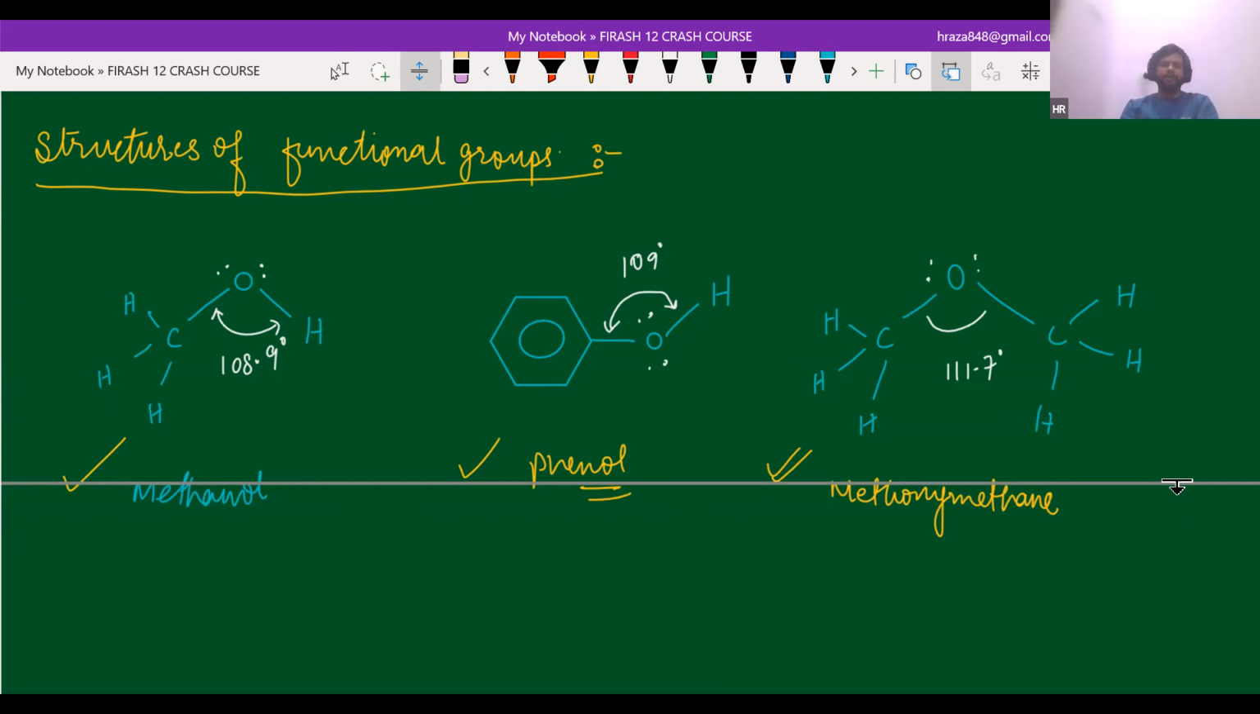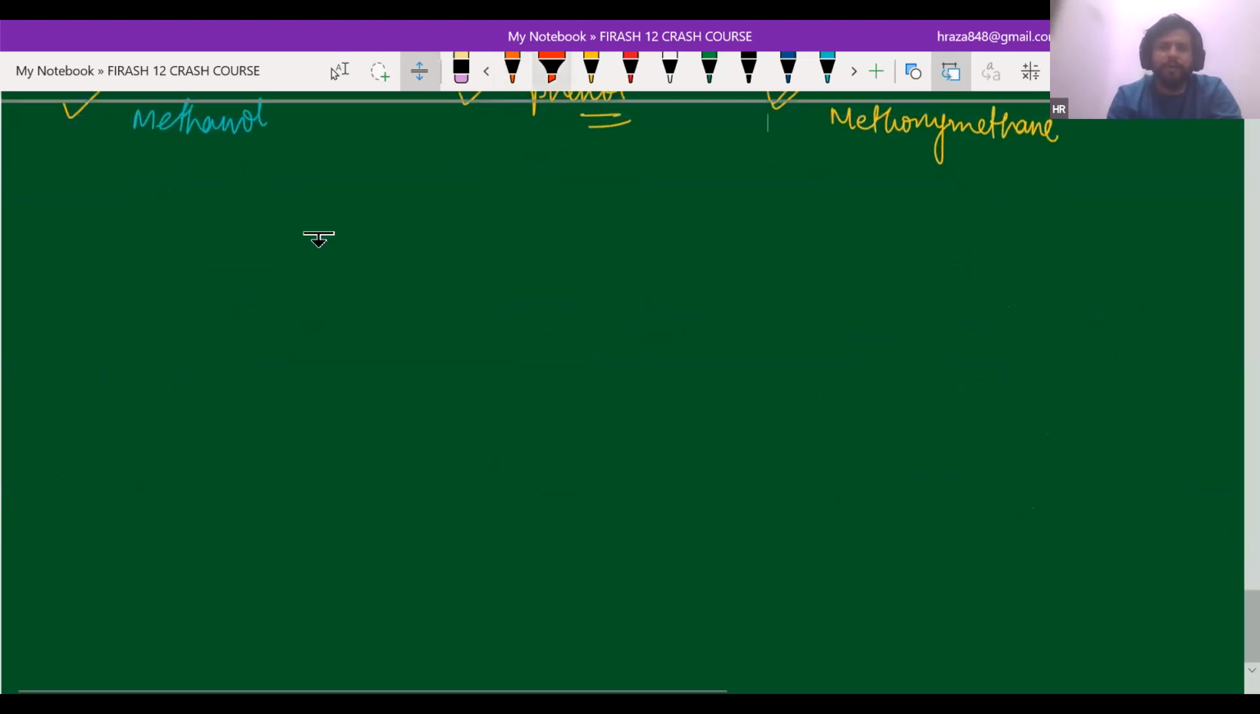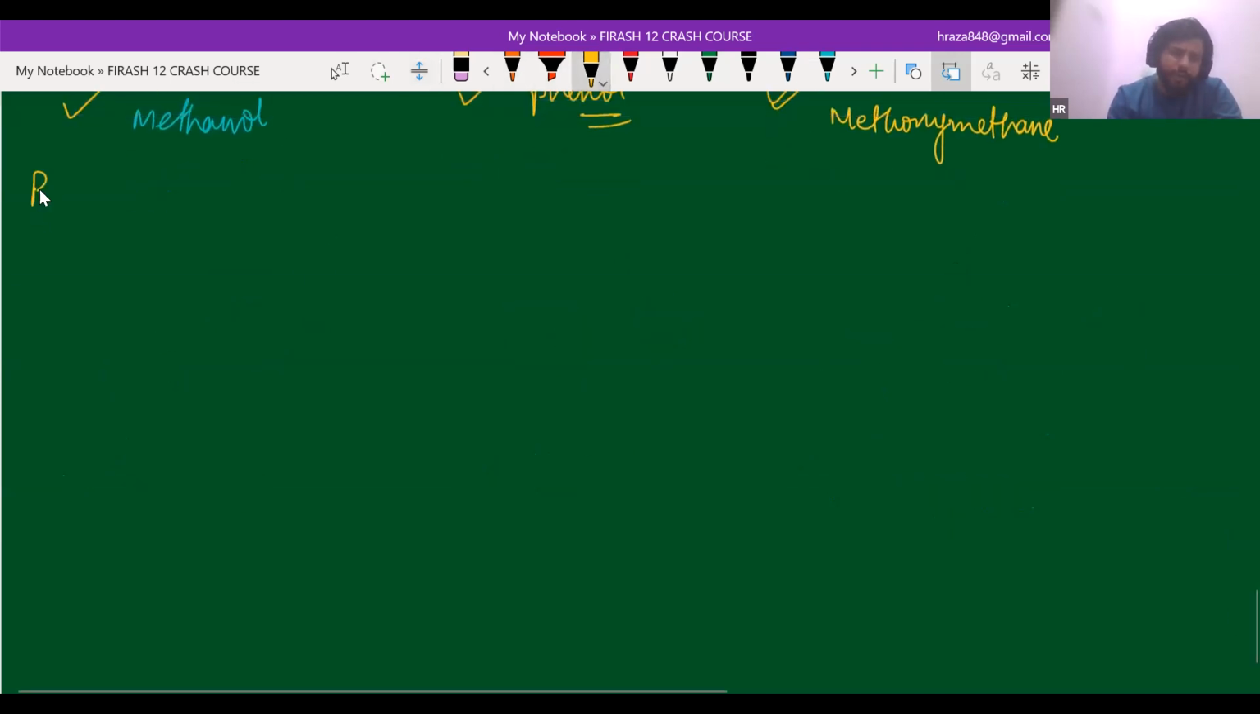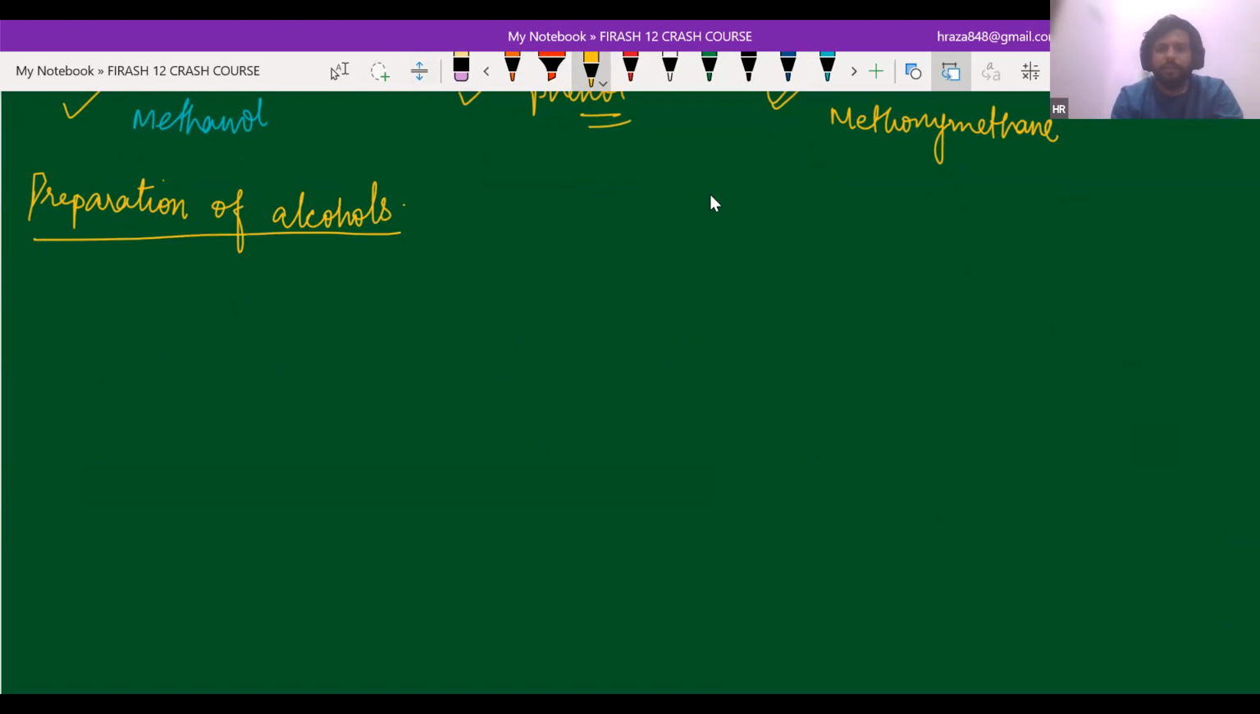Now see, this is very easy. Now we are going for the preparation of alcohols. So as you can see, this is your preparation of alcohols, and the first is preparation of alcohols from alkenes.